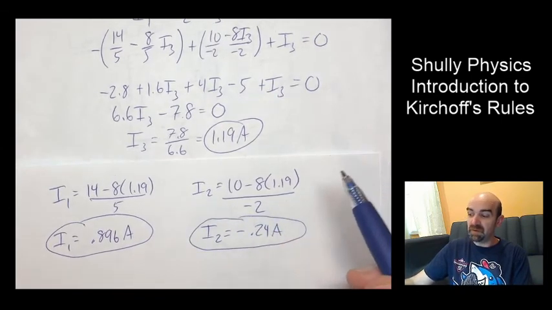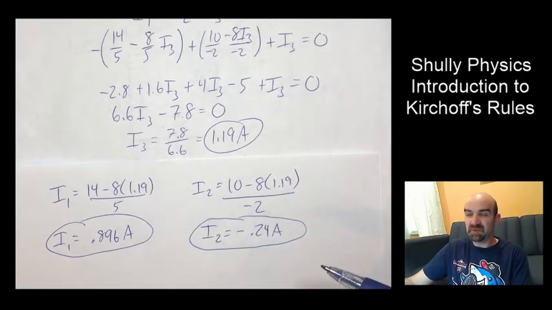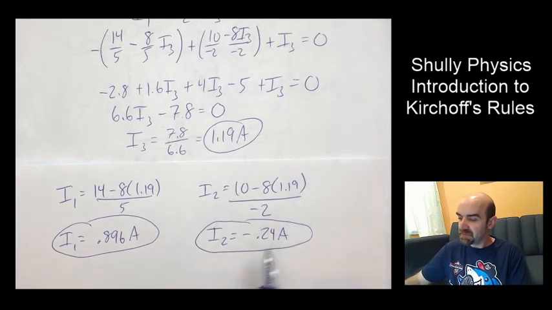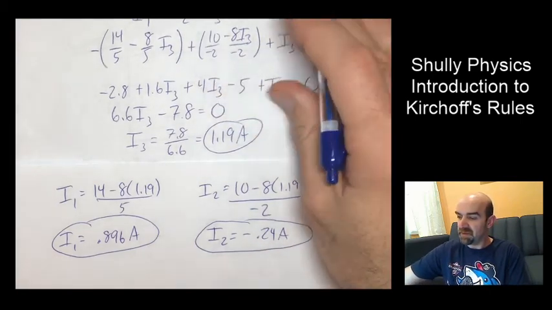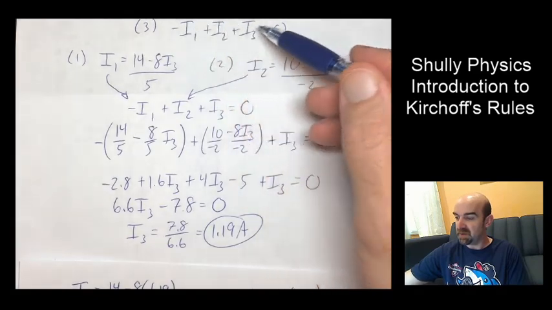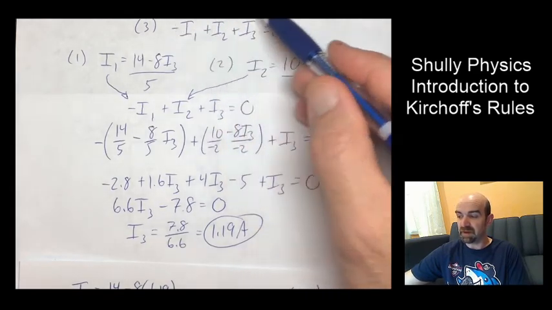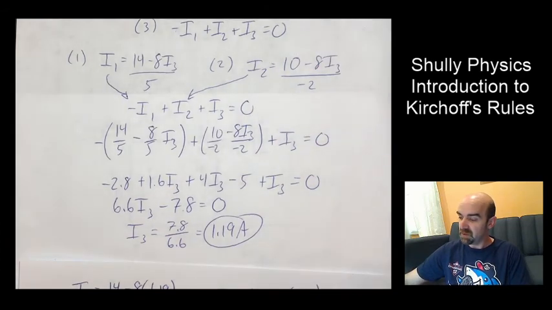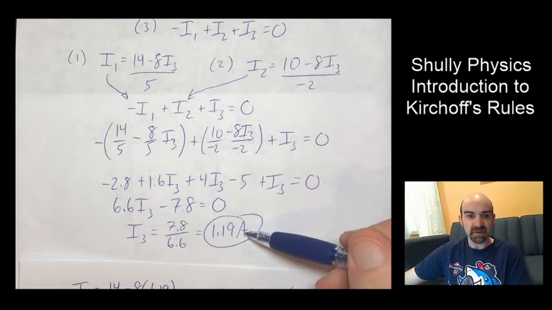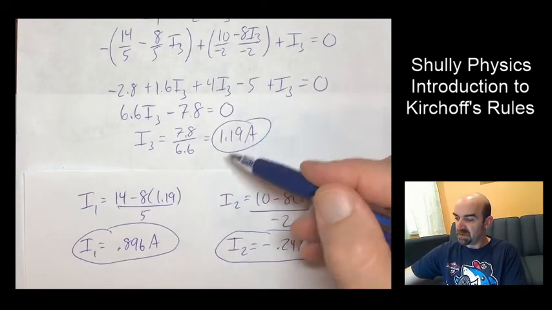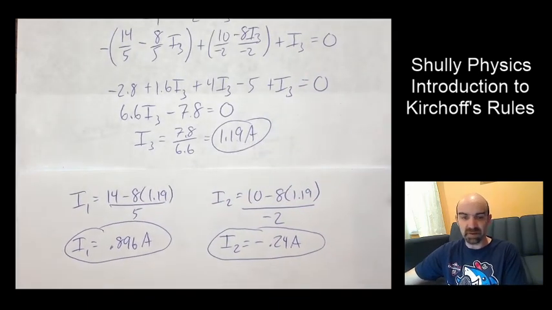And one thing you can do is you can add these, just in value. If we go back to this expression up here, we're going to see that if we bring the I1 over on this side, I1 is equal to I2 plus I3. So 2 plus 3 is equal to 1. So that's how they all relate.